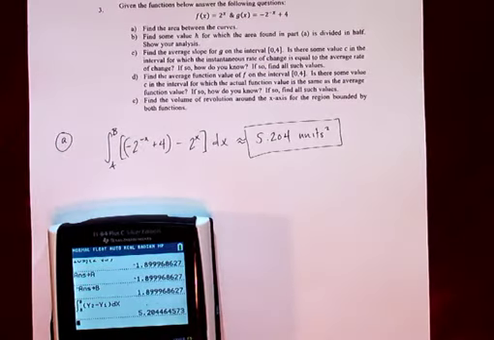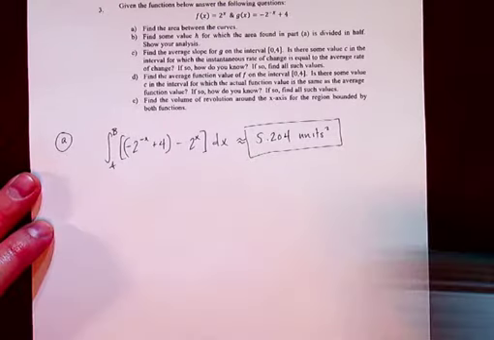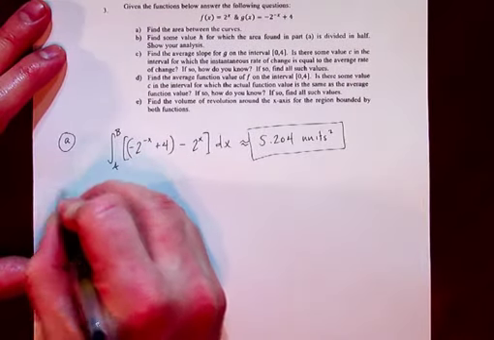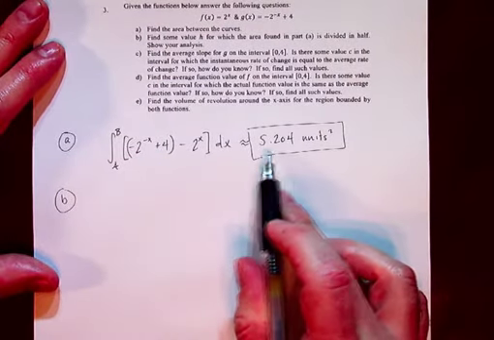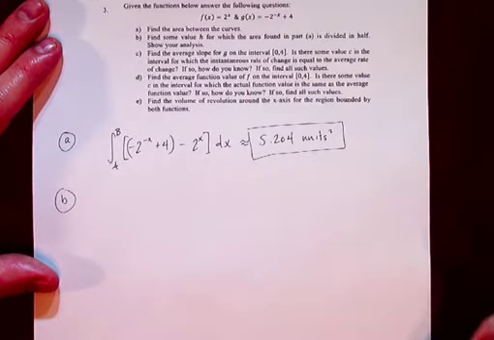Now, show some value h for which the area found in part A is divided in half. Show your analysis. Okay. Well, let's figure that out. Now, I'm going to actually need to integrate on this. Let's go ahead and let's just set this up for now. Now, if I have 5.204, I know that half of that is basically just that divided by 2.